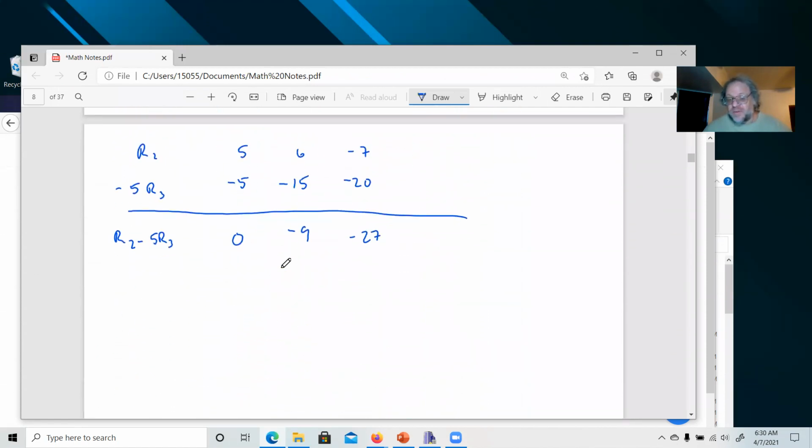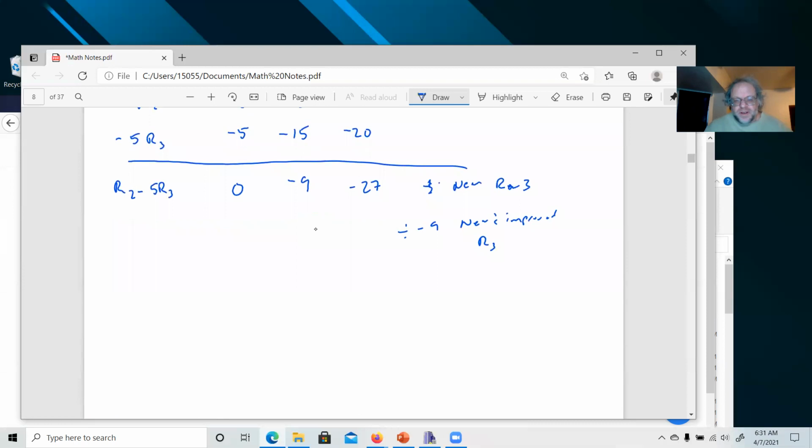Okay. So first one was kind of bad because we had to deal with 2 rows. Second one, we only have 1 row left to knock out. So let's just recap. Actually, can I go ahead and divide this new row? So this is my new row 3. And then I'm going to divide everybody by negative 9, and I'll get my new and improved row 3. Okay, so if I divide by negative 9, we get 0, 1, 3.